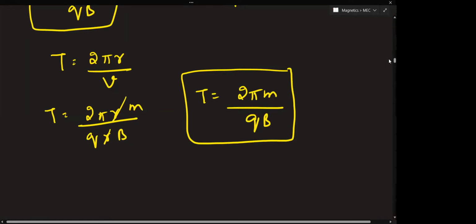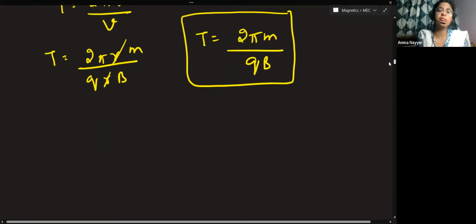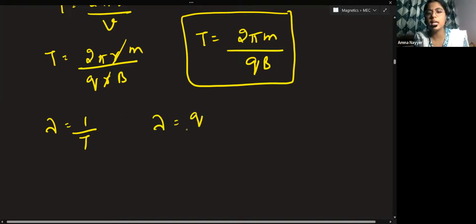QB by 2 pi m. Yes, Arthur, right. See, frequency and time period both have this relation. Frequency is 1 by time period, or time period is 1 by frequency. Both are just reciprocal of each other. So if time period we know, frequency will directly be QB divided by 2 pi m.